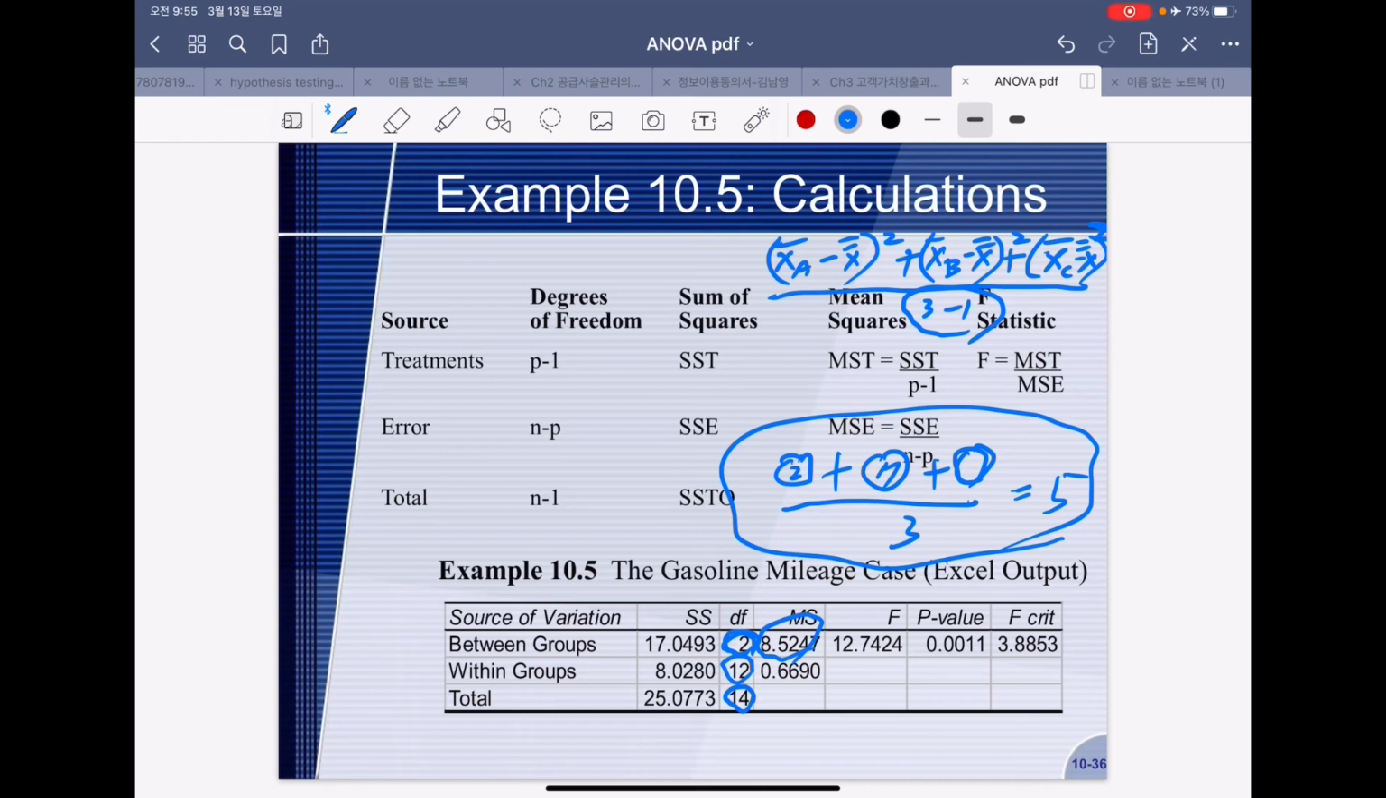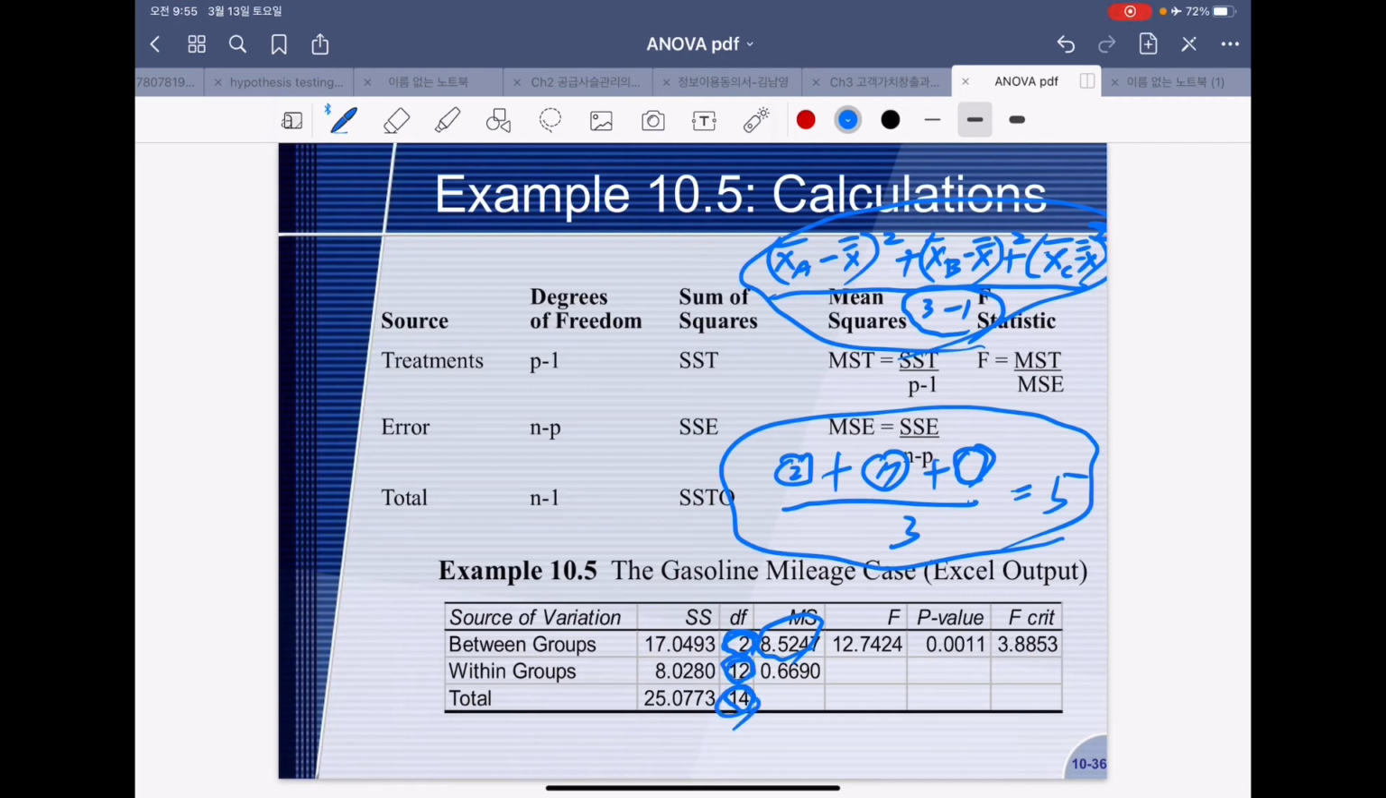So in this case, even if we have 3 sample means, if x double bar is decided, then among these 3 sample means, 2 can be decided freely. So that's why we have degrees of freedom of 2.